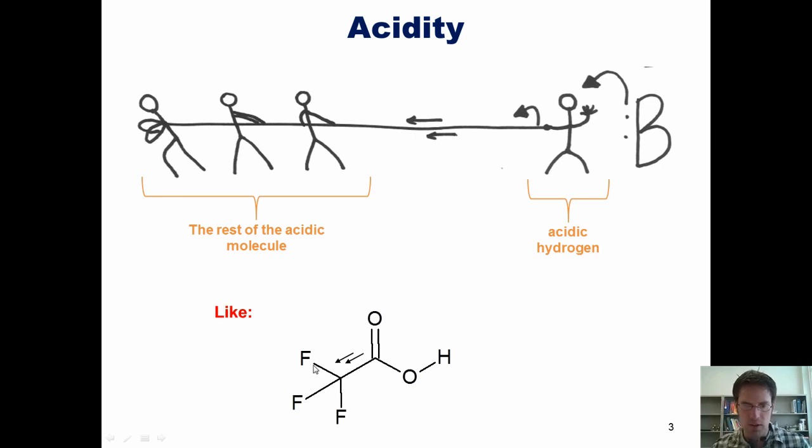Now, this is the kind of scenario that we would see in a molecule like this, where these three electronegative fluorines are pulling electron density away from this acidic hydrogen. This loosens the hydrogen's grip on this oxygen and hence on the rest of the molecule, so to speak, making it easier to remove by a base and hence more acidic.